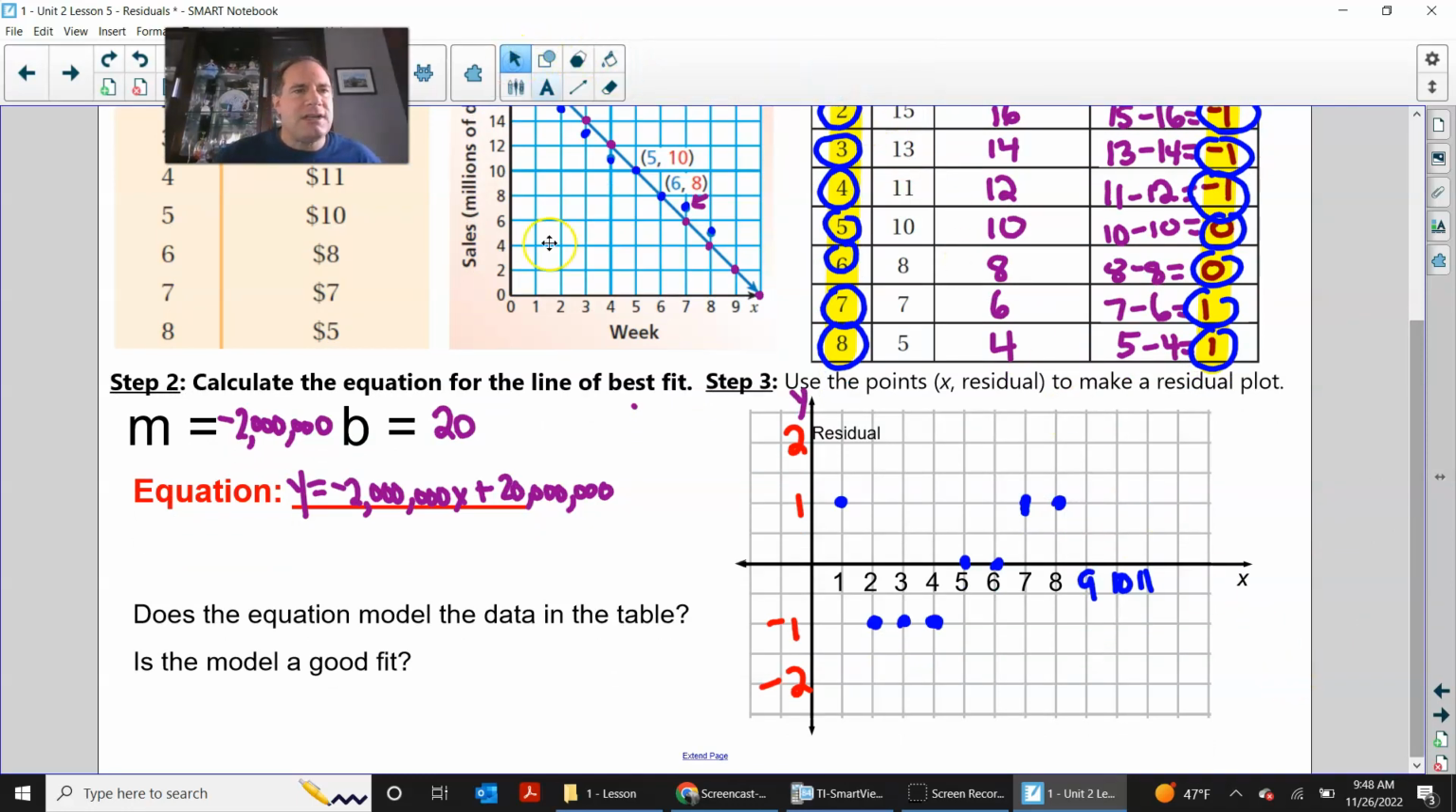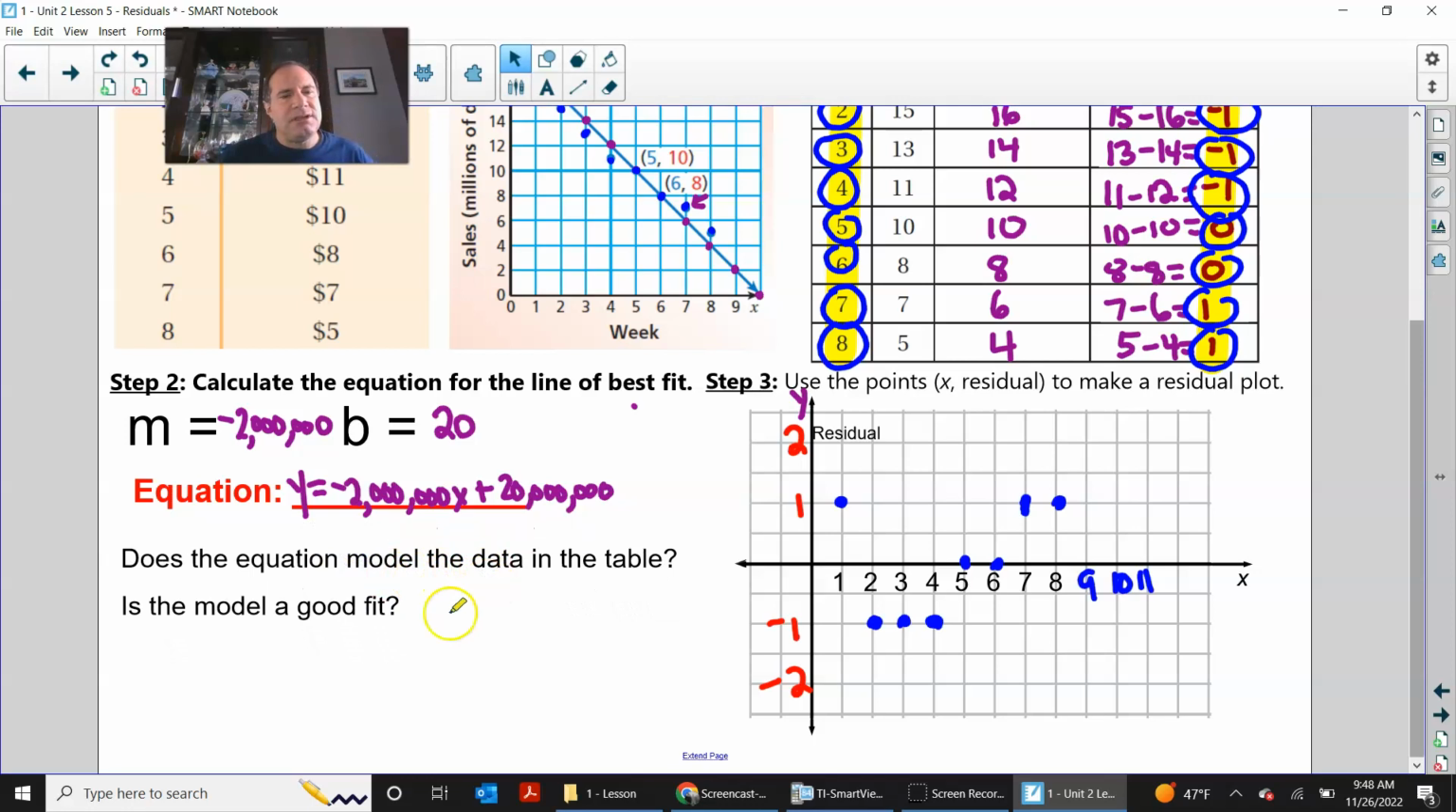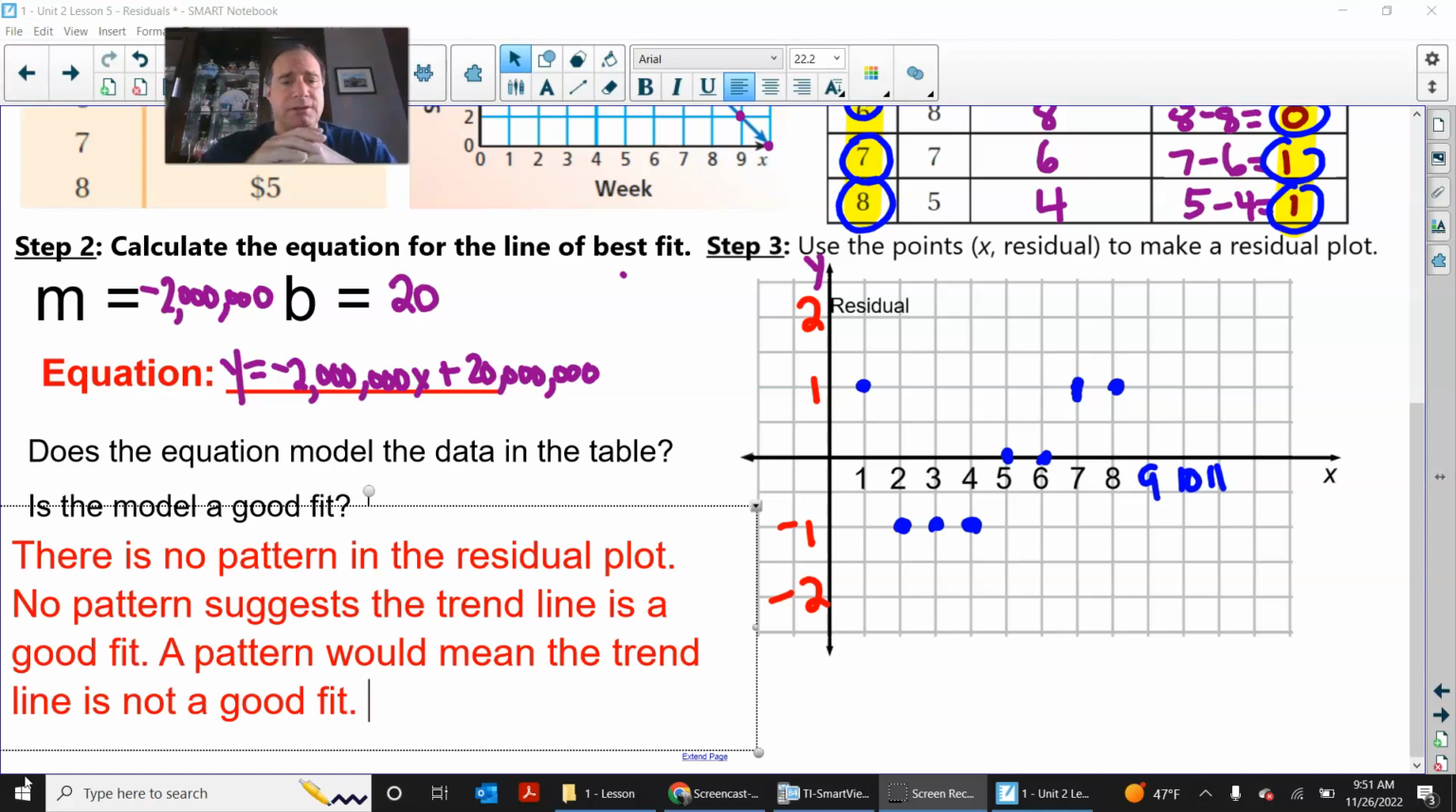This is the next question that they always ask. They ask, does the equation model the data in the table? Is the model a good fit? I wanted to type this, and then I'll go over it with you. Do you see how the residual plot right now, there is no trend? There's no shape or pattern, like a U shape or something like that. If there is no pattern for the residual plot, we say that suggests that the trend line is a good fit. So no pattern, good fit.